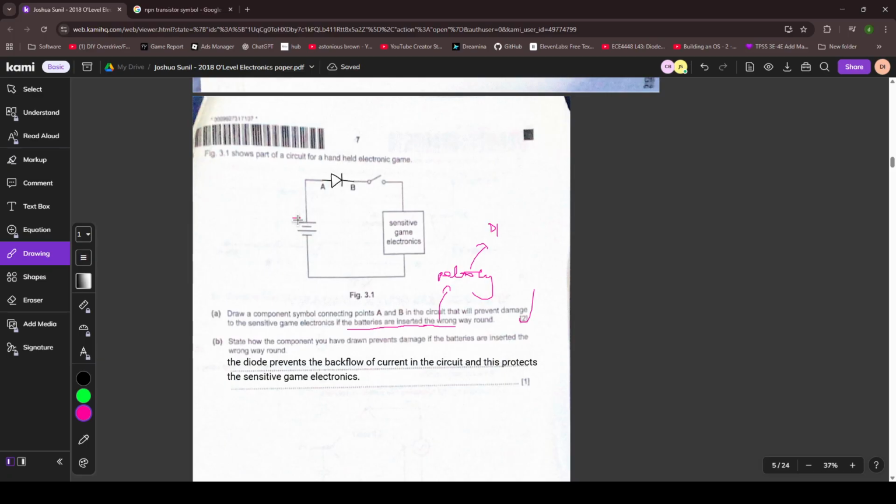So positive is here, so that means they want the current to be flowing like this normally. That's why your diode is facing like this, because in this configuration, it allows current to flow this way. Yeah, okay. State how the component you have drawn prevents damage if the batteries are inserted the wrong way around. The diode prevents the backflow of current in the circuit, and this protects the sensitive game electronics.